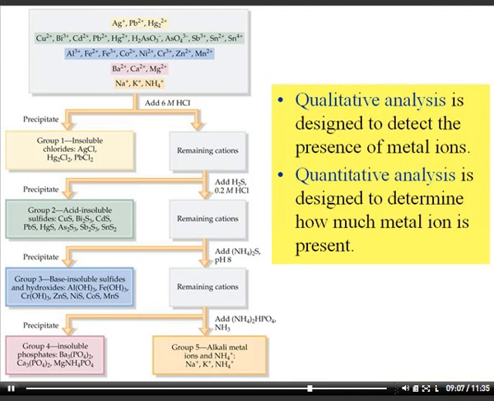A quantitative analysis lab would be, okay, if there are ions in the solution and you made a precipitate with them, how much was in the solution? So qualitative analysis just asks yes or no to the question of, are there these particular ions present? And quantitative analysis asks how much of those ions were present in the solution.